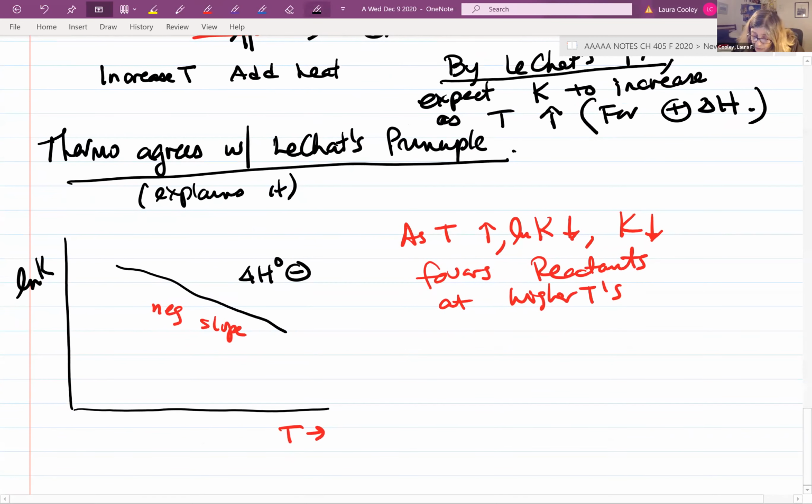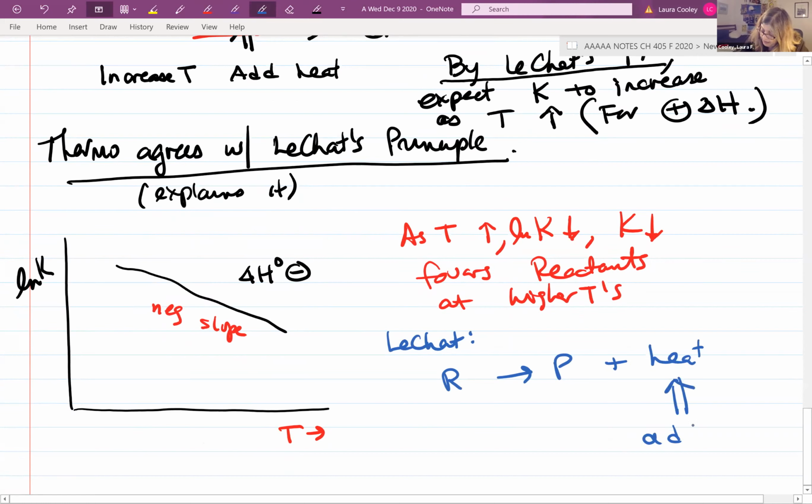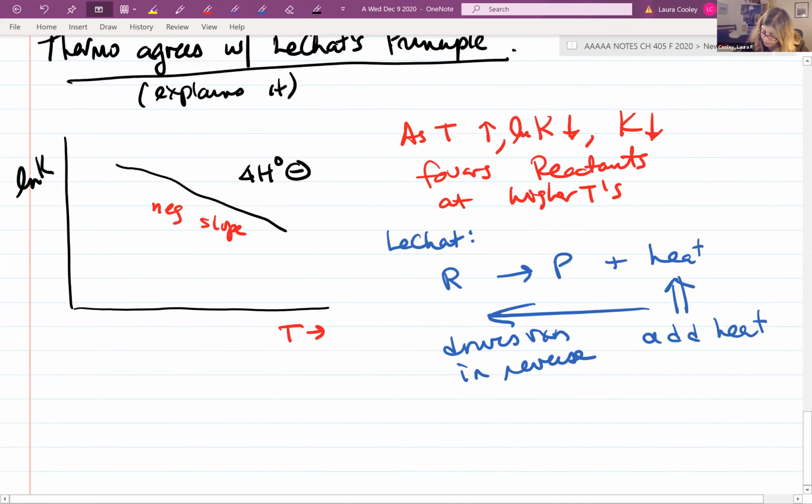And this agrees, of course, with Le Chatelier's principle as well. So Le Chatelier would say we have reactants goes to products plus heat. If you add heat, you drive the reaction in reverse. So the equilibrium constant goes down. So again, we have thermodynamics and Le Chatelier agree.